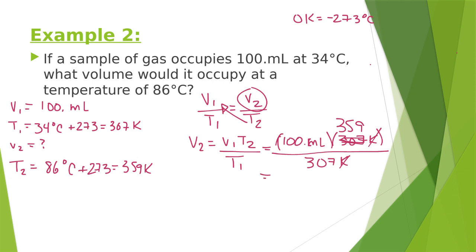So my Kelvin unit cancels out. I'm going to multiply this through. The calculator gives me all kinds of digits. I need 3 significant figures. I round to 117 mL. And again, the volume goes up, and that is what we expect. It's a direct relationship.